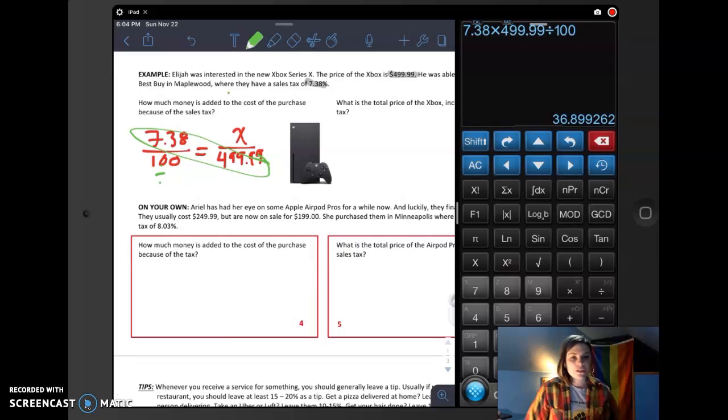You get 36.899. Now this one's a little tricky to round because you'll notice that if you wanted to round to the penny, we have a 9 after the 89. And so what that means is that the 9 gets rounded up to a 10. So everything kind of dominoes, and we are going to say that the total tax that we need is $36.90. All right, so that's our tax. Remember, taxes are added to the total.